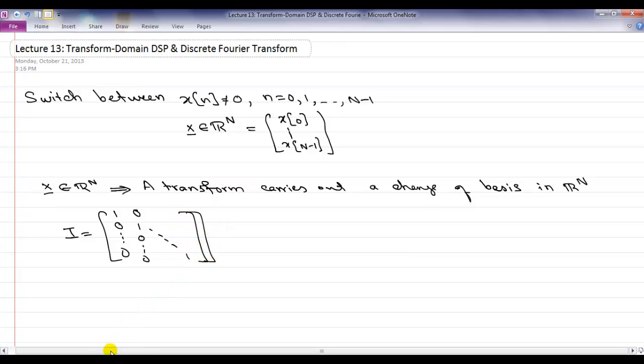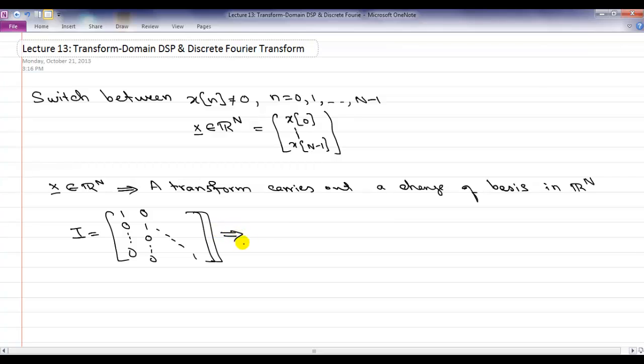This is called the canonical basis in R^N. And whenever we are talking about a sequence in time domain, in spatial domain, we are talking about effectively a vector in N-dimensional Euclidean space with these canonical coordinates. And a transform effectively does a change of basis, and so you get a new vector theta, which is given by T times x.